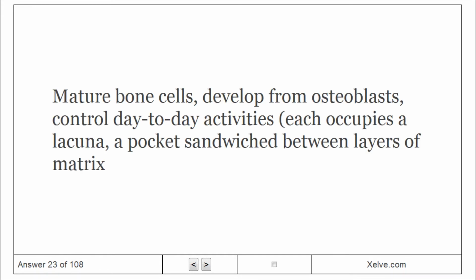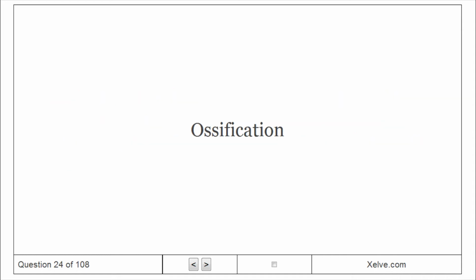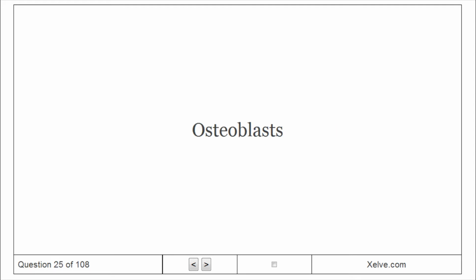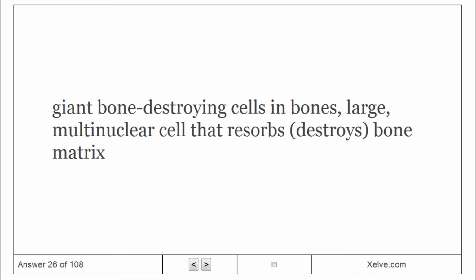Osteocytes: mature bone cells that develop from osteoblasts and control day-to-day activities. Each occupies a lacuna, a pocket sandwiched between layers of matrix. Ossification: the process of bone formation. Osteoblasts: bone-forming cells. Osteoclasts: giant bone-destroying cells in bones; large, multinucleate cells that resorb, or destroy, bone matrix.